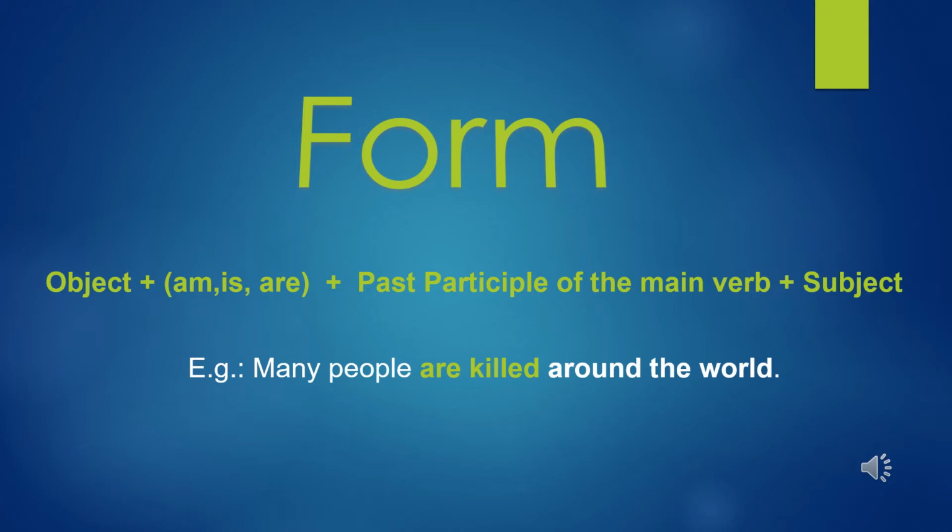Let's revise our rule again. When we want to change an active sentence into a passive sentence, we have to notice the verb first. If it's in the present tense, then what do we do? We switch the subject with the object and we change the verb into verb to be, am, is, are plus PP. So many people are killed around the world. This is the passive sentence.